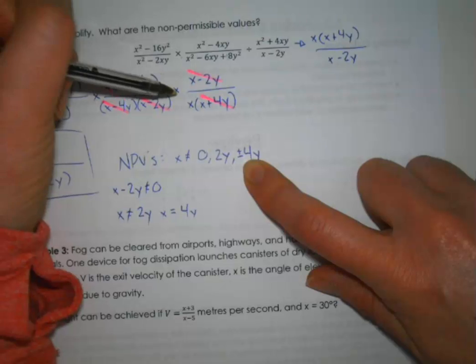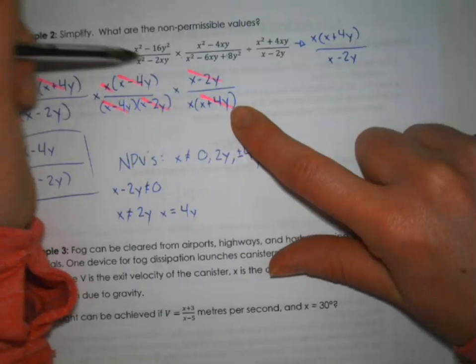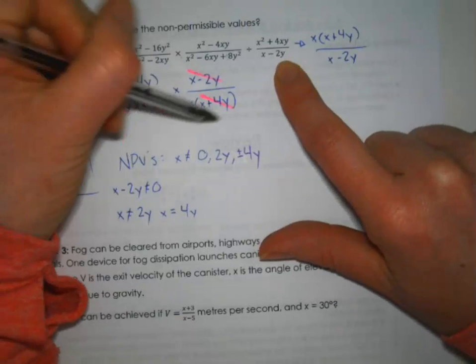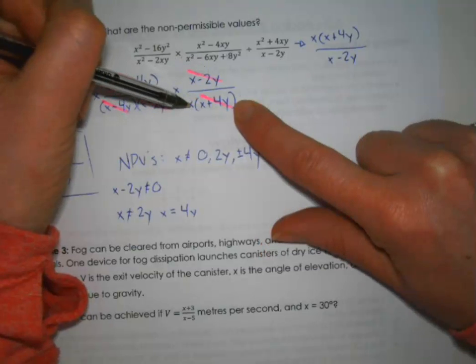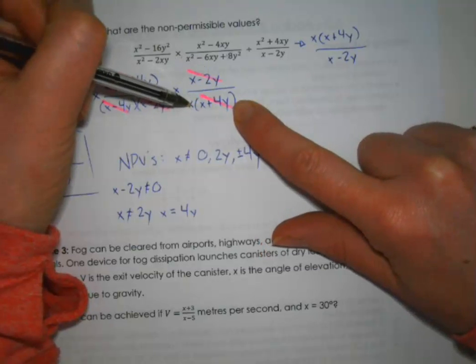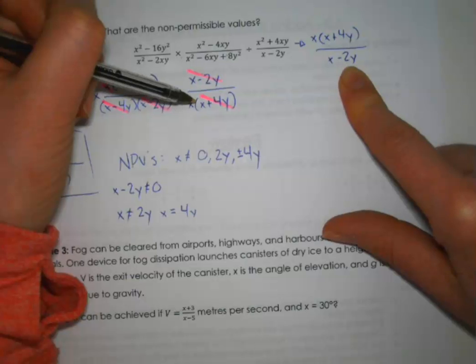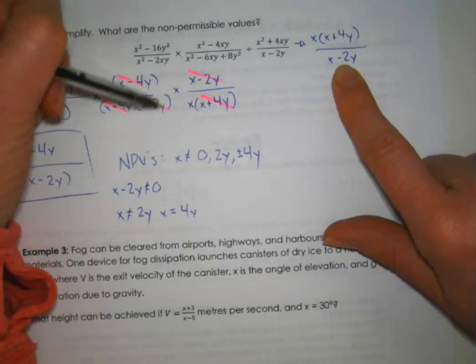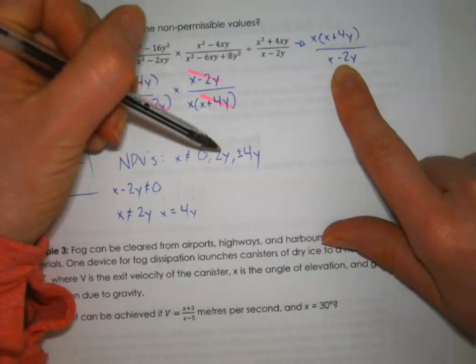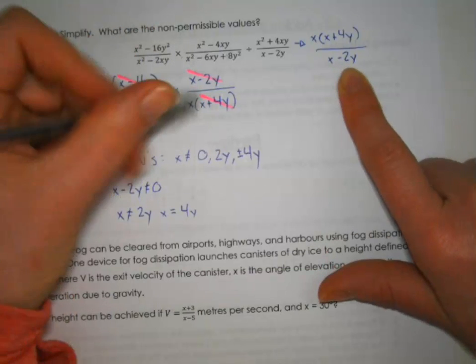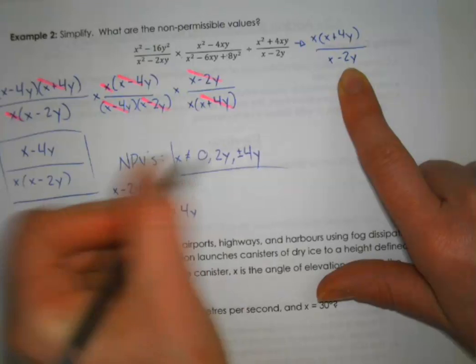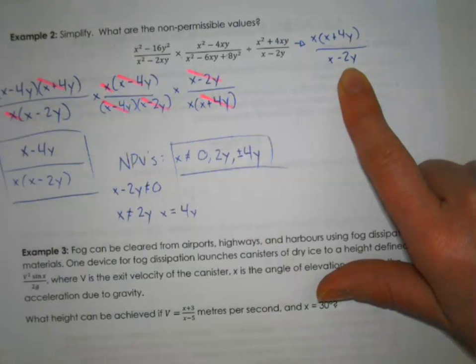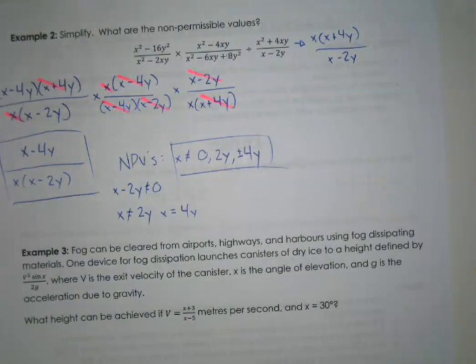Then the last thing we want to double check is, because we flipped this statement, we accounted for this non-permissible value, but we also need to remember the original denominator, which was x minus 2y, which we've looked at already and determined that positive 2y would not be permissible. So we have dealt with all of our denominators, and so those are all of our NPVs.